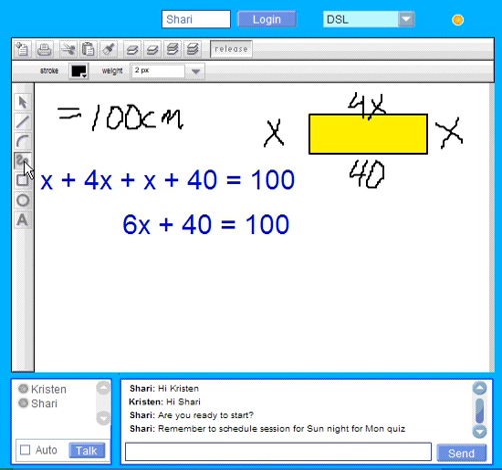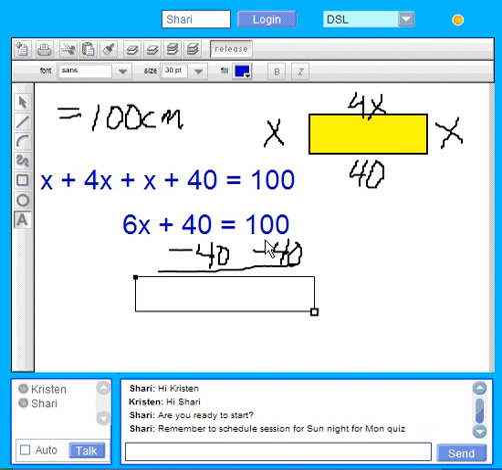Great, so now we're back to just basic algebra. Now let's try solving it. What would you do first? Subtract the 40 from both sides, right? Good, so go ahead and do that. So then what are you left with? 6x equals 60. Now, then I divide both sides by 6, right? Yes, so now what does that leave you with? X equals 10. But is that my final answer?